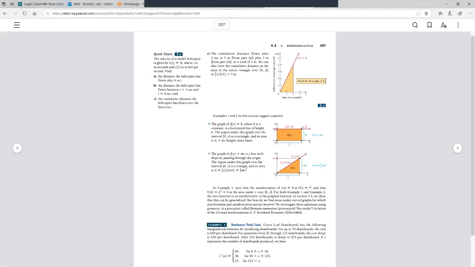And of course, if you wanted to find the cumulative distance traveled during the first 2 seconds, you would add our answer to part A to the answer on part B, and you would realize that the total area is 4. So that tells me that they got 3, right, for the area of the trapezoid. So hopefully this is making some sense to you.